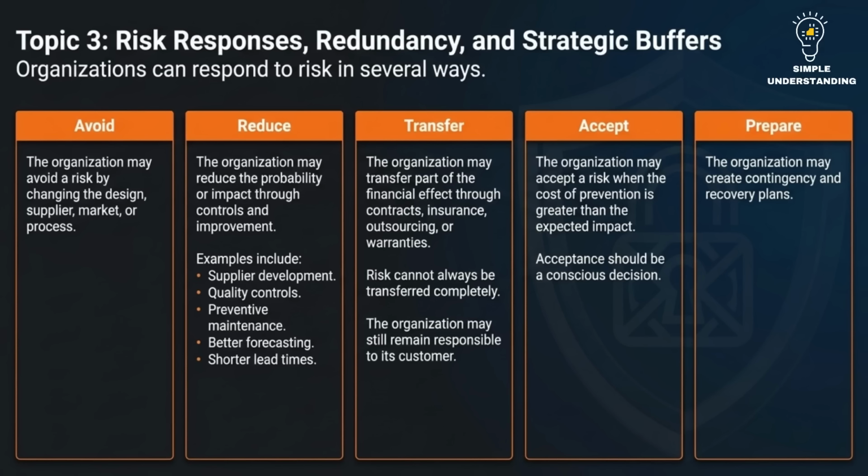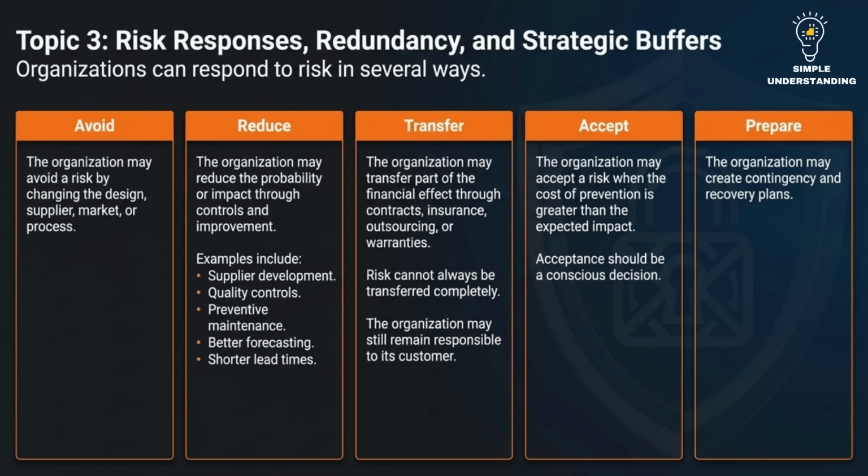Topic 3. Risk responses, redundancy, and strategic buffers. Organizations can respond to risk in several ways. Avoid. The organization may avoid a risk by changing the design, supplier, market, or process. Reduce. The organization may reduce the probability or impact through controls and improvement. Examples include supplier development, quality controls, preventive maintenance, better forecasting, shorter lead times.